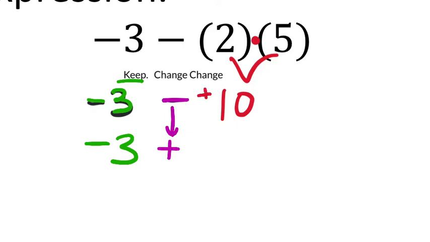The 10, which is positive, I'm going to change into a negative. If you prefer to keep that in parentheses because it's negative, that's fine. But while you're just doing this on your own, it's not necessary that you do. But that may help. So now I have 2 negatives being added.